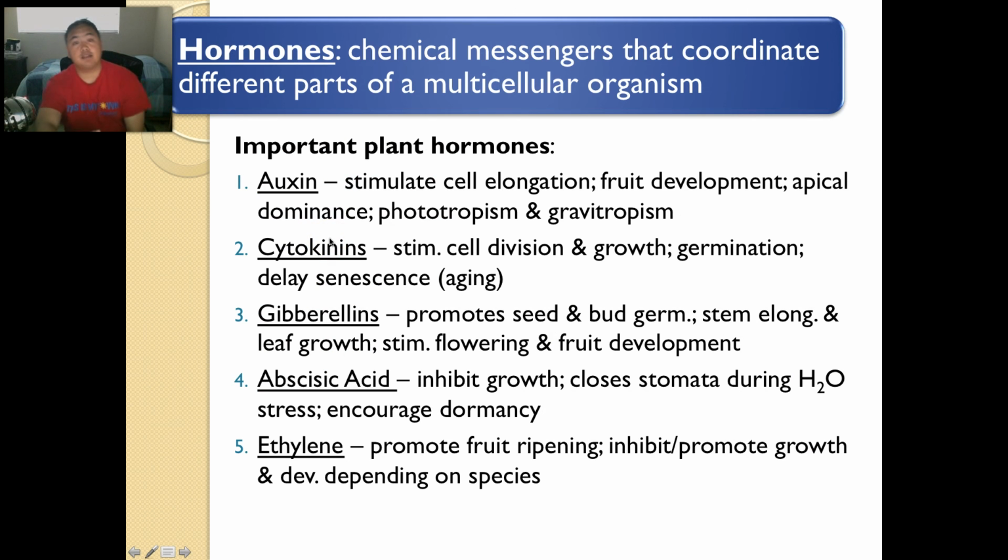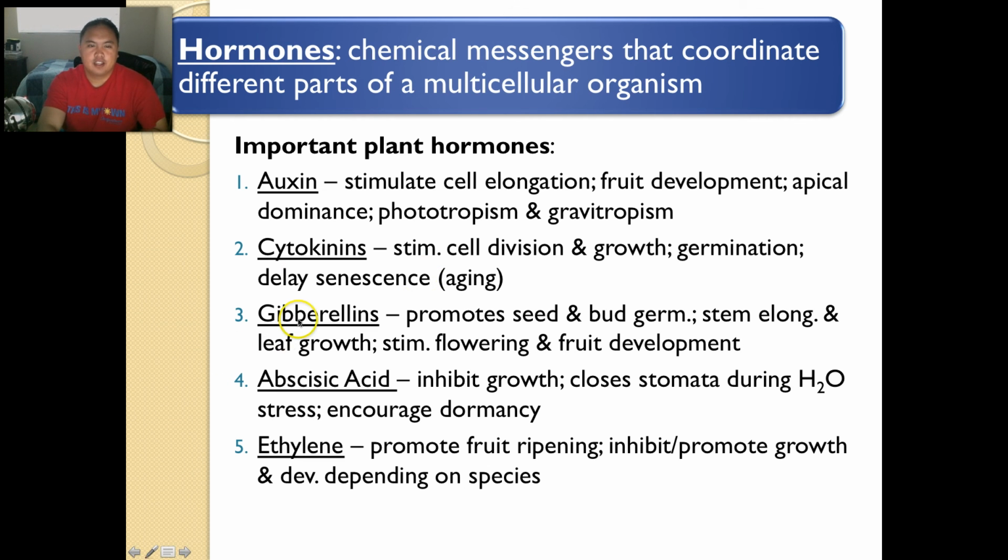So there are different types of plant hormones, just like we have hormones. Plants also have hormones. Again, hormones are chemical messengers. We talked about auxin just in the last slide. They're the ones that tell the cell to elongate and to grow. Cytokinins, they stimulate cell division and cell growth. They also do germination. They also do aging as well. So their hormones, it basically tells the plant, like, okay, don't die.